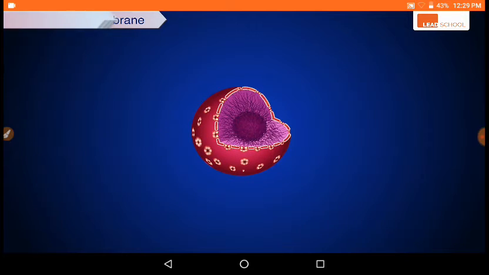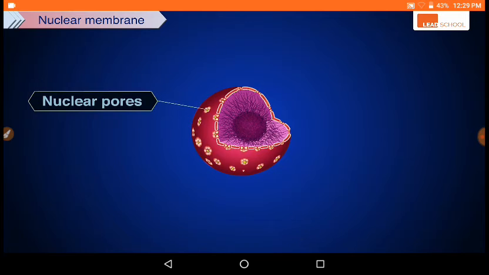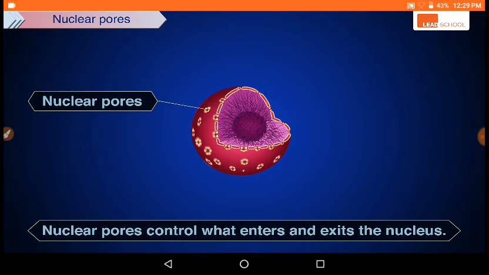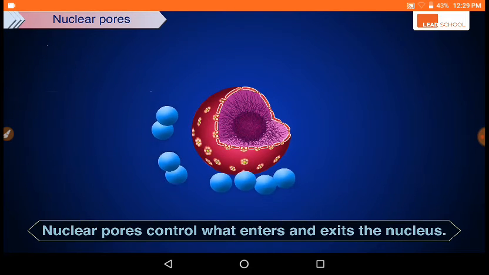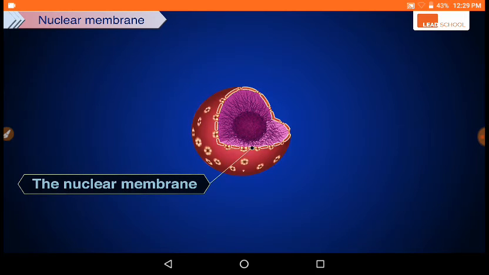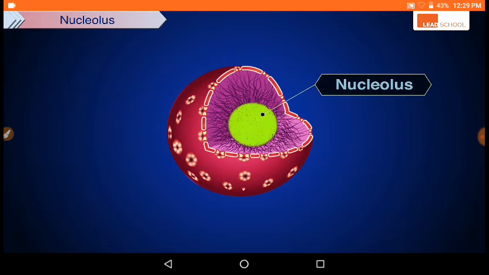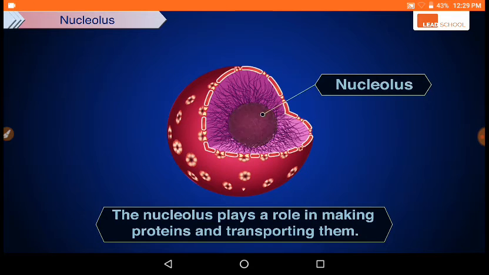Just like the cell, the nucleus is also surrounded by a nuclear membrane. This is a double membrane with pores called nuclear pores. These pores control what enters and exits the nucleus. The nuclear membrane separates the nucleus from the cytoplasm. The nucleus also has a ball-like structure called the nucleolus, which plays a role in making proteins and transporting them.